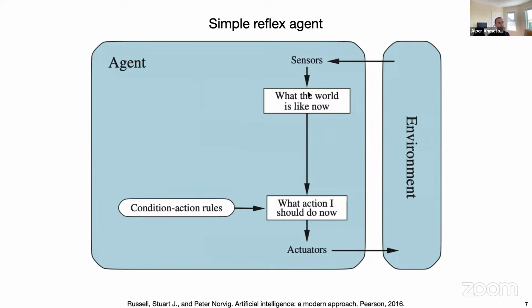It senses the environment. So this basically gives you the answer of what the world is like now, and conditioned on that world configuration, you can choose what action you should do now. So you can think of deep Q networks or some basic RL agents as doing something like this.